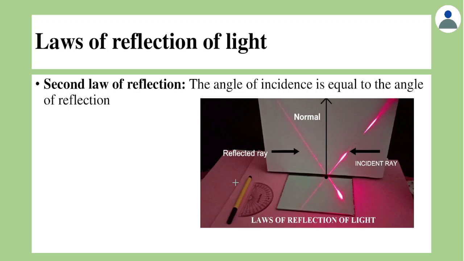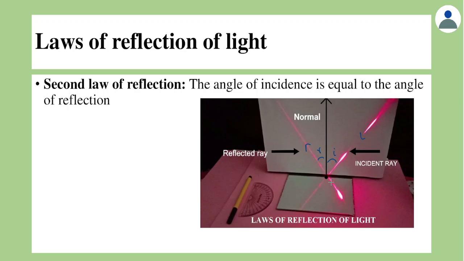The second law says the angle of incidence is equal to the angle of reflection. That is, if this is the incident ray, the angle it makes with the normal is called I. After falling on this edge, it reflects into the same medium, and the angle that forms is called R.